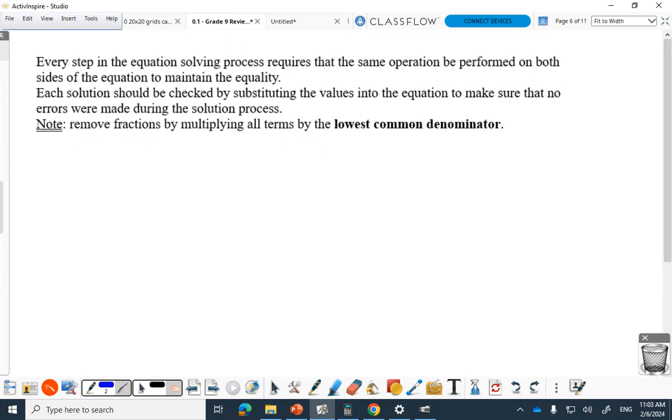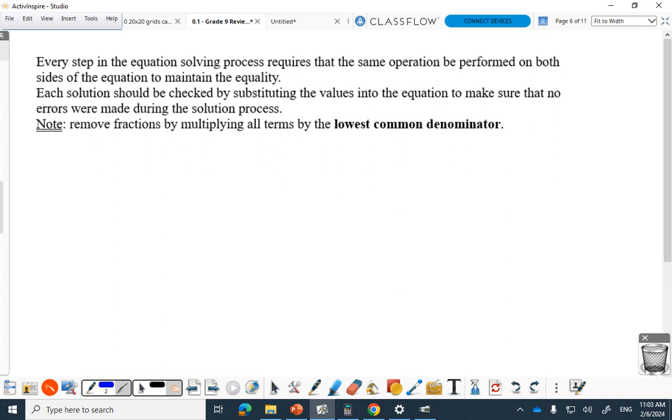Every step in the equation solving process requires that the same operation be performed on both sides. That maybe is not exactly how you learned it. I'm going to try and teach it both ways at once. I'm going to be doing a juggling act, trying to teach both ways you might have learned this at the same time.